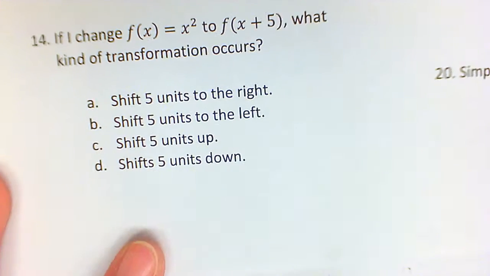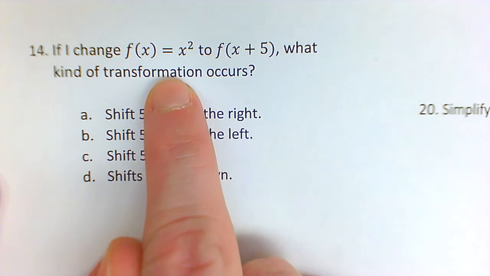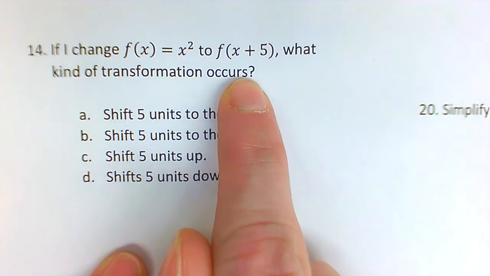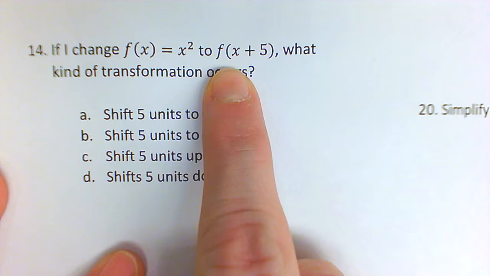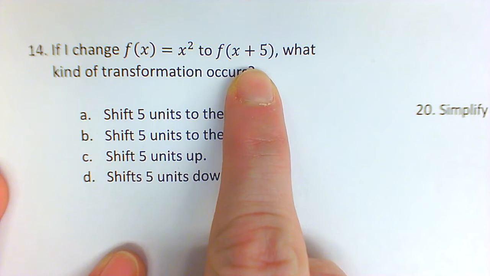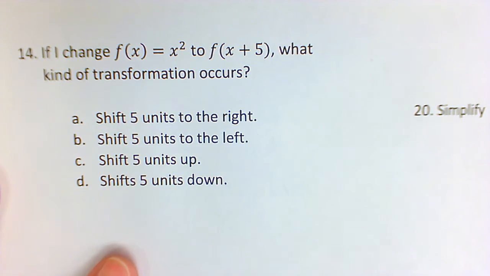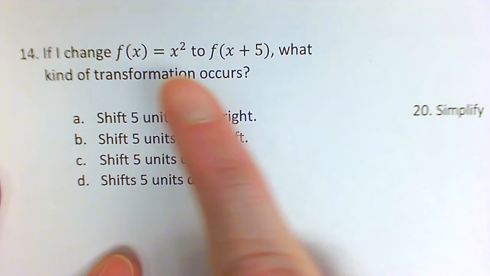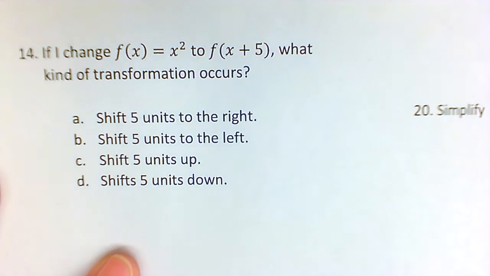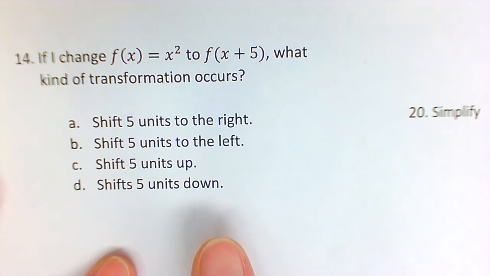Now when you get down to number 14, if you start off with the parent function and then you make a change to it, remember that if your change is happening inside the parentheses, you're inside your house, you're ignoring your parents, so you're doing the opposite of what they said, and you are being horizontal on the couch. So that one's either going to be a right or a left shift.